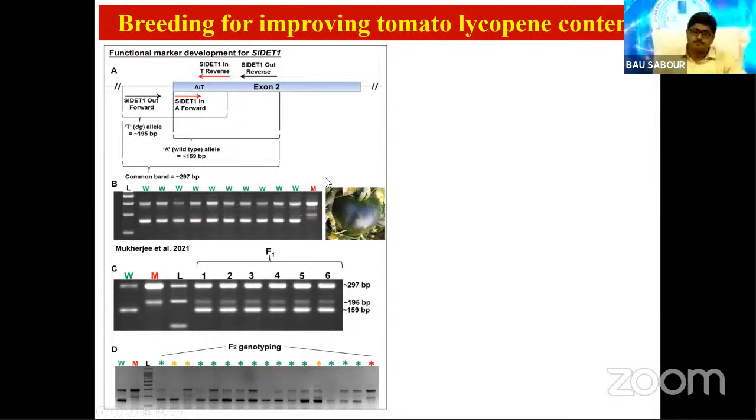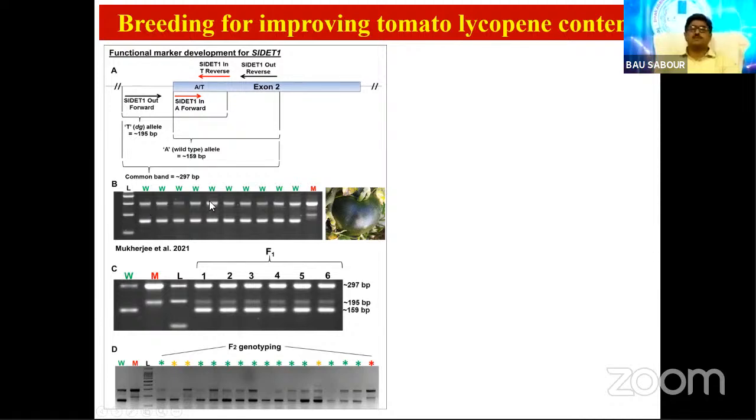So this is our study, and we have been fortunate to publish it recently in 3 Biotech in the month of March by one of my MSc students, that is Arnab. So this work has been published, and you can see that these markers that we employ can identify the wild type by the presence of 2 bands, a band of around 159 base pair, and a common band that is of around 297 base pair.